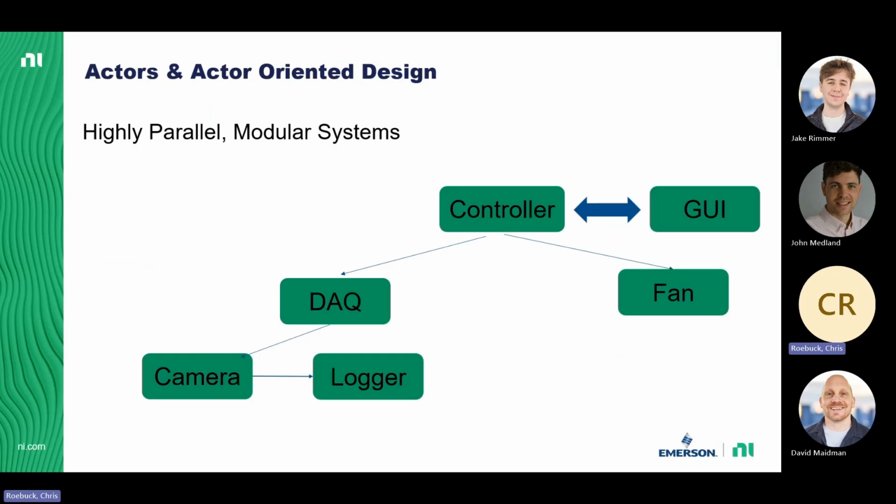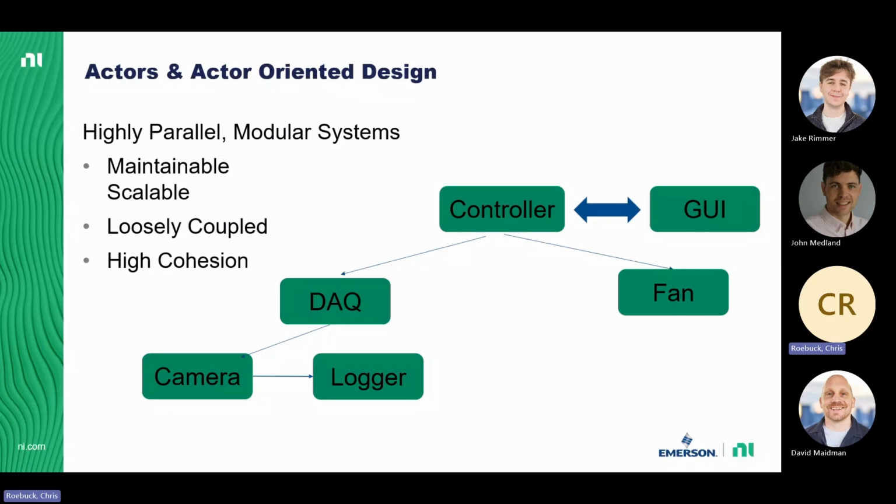What we really want are highly parallel modular systems where each function within that system is loosely coupled. So, for example, I've got a DAC component and it's responsible for just data acquisition. I've got a camera component and it's just responsible for integrating to the camera. It doesn't know anything about the fan. It doesn't know anything about the data acquisition. They can all be tested independently. They can all be modified and expanded independently.